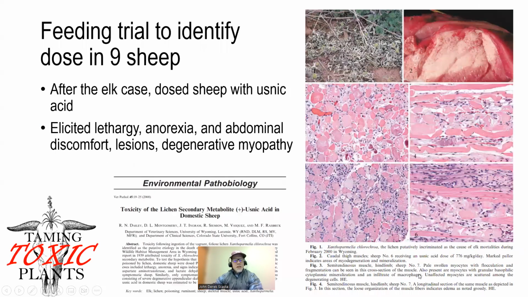So after the elk case study and feeding trial, they also dosed 9 sheep with usnic acid to see if they could elicit the same symptoms. And it was found that they elicited lethargy, anorexia, the abdominal pain, and then some of the same lesions, and then degenerative myopathy. And some of this work is summarized here in this paper. And I just show this because you can see some of that streaking, white streaking in the muscles, which is an indicator of lichen toxicity.